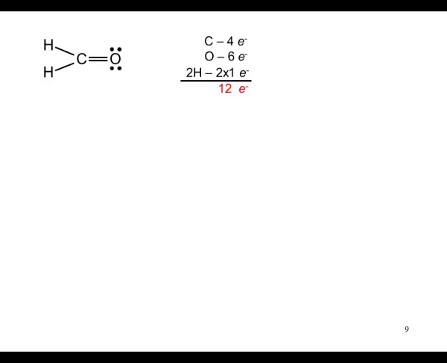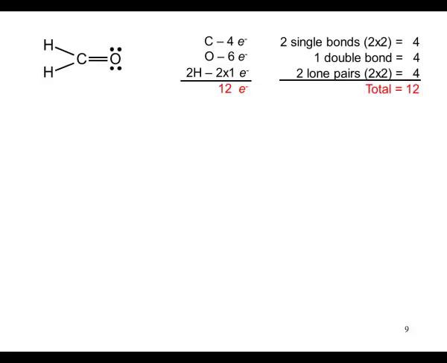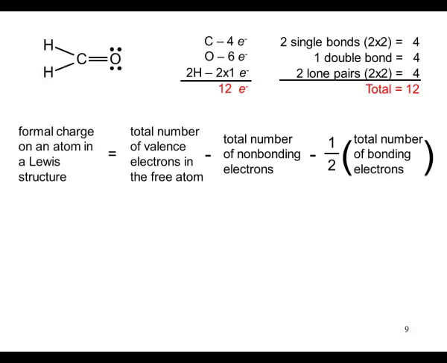This structure, again 4 valence electrons for carbon, 6 for oxygen, and 1 each for the hydrogens. The bonds, 2 single bonds, 4 electrons, 1 double bond, 4 electrons, and 2 lone pairs, another 4 electrons. Let's calculate the formal charge on carbon in this structure. 4 valence electrons minus 0, the number of non-bonding electrons, minus 1/2 of 8, gives a formal charge of 0.